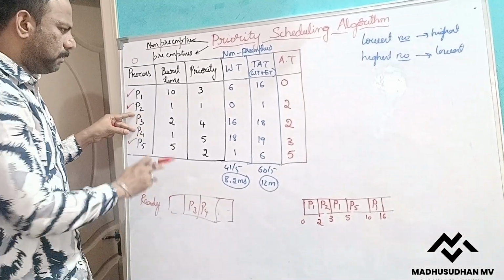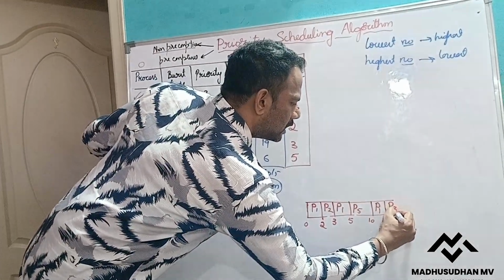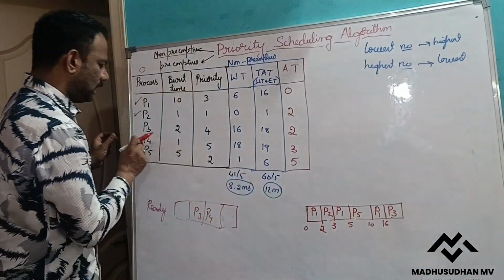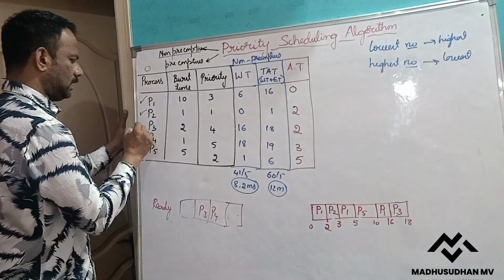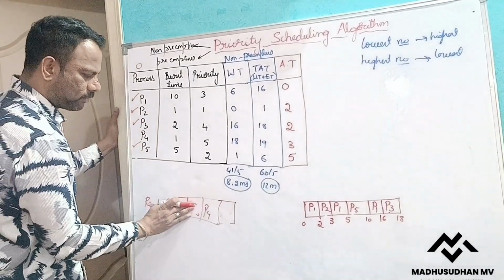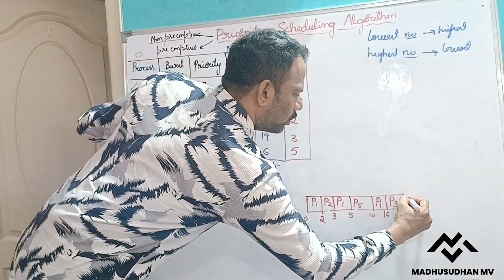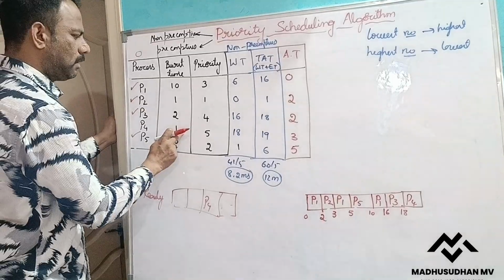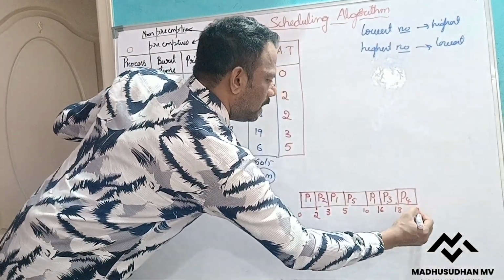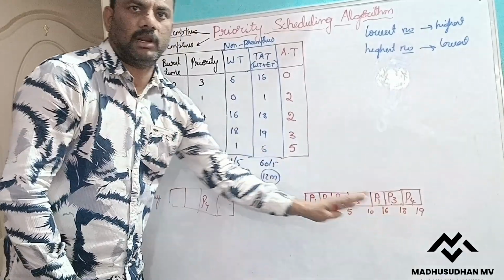Next, among P3 and P4, the highest priority is P3. So I will take P3. P3 requires only 2 milliseconds, so 18 milliseconds. P3 is done and removed from the ready queue. Now only P4 is available, so I will start executing P4. P4 requires only 1 millisecond, so 19 milliseconds. If you add all these up, you get 19. Verified.